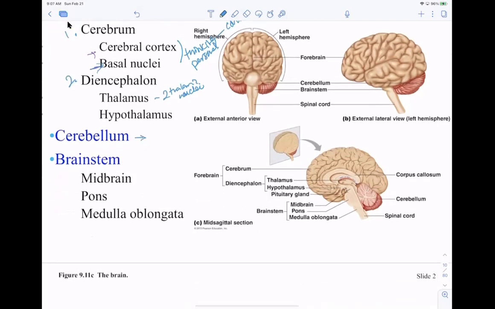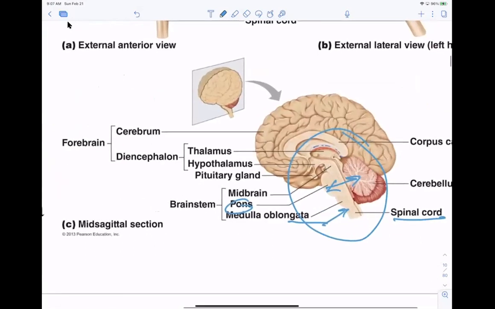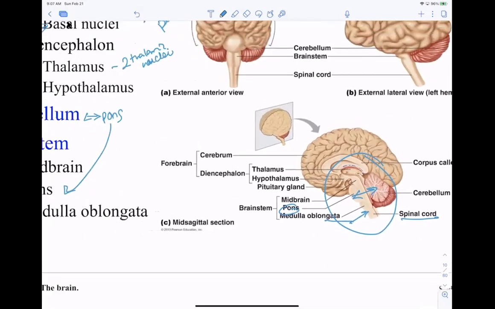It's directly across from the pons, which is part of the brainstem. So you have midbrain, pons, cerebellum, and as you can see here, they're directly across from one another. And then you have the medulla oblongata here that is continuous with the spinal cord. If you watch my video, you've got your seahorse right here. So seahorse is diencephalon, midbrain, pons, and medulla oblongata.